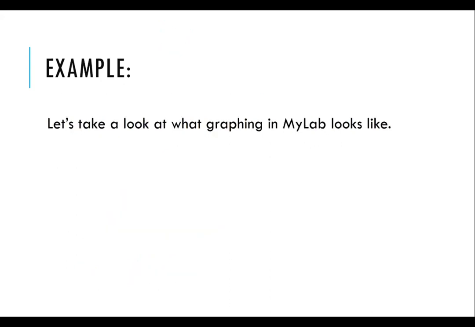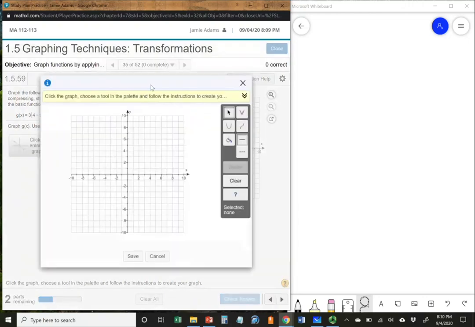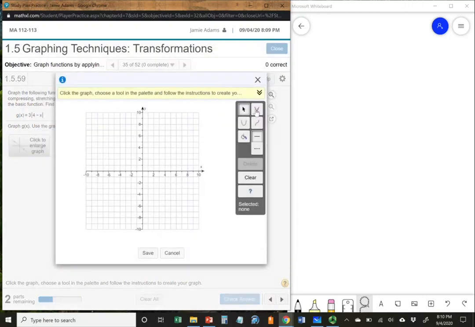Now let's take a look at what graphing on MyLabs looks like. So let's graph this function. We're going to use those techniques that we just talked about to save ourselves some time. First off, notice what our library of functions gives us. What is our parent function? That is going to be the absolute value function. And so if I want to graph the absolute value function, I know that this thing looks V-shaped. So I'm going to pick the V.